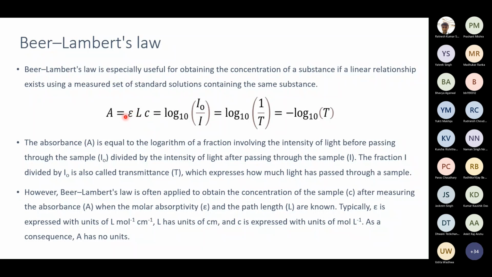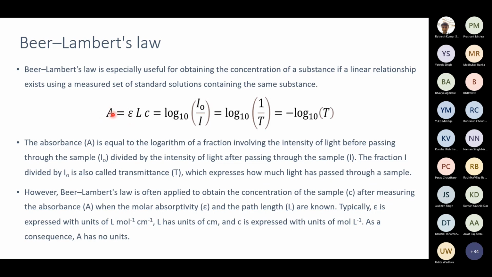And epsilon represents a proportionality constant. Epsilon is called the molar extinction coefficient. Epsilon has the units liter per mole per centimeter. If we apply these units in this equation, we will see that absorbance has no units of its own, because the units of epsilon cancel with the units of concentration and path length, that is, mole per liter and centimeter. So the mole per liter of concentration and the centimeter of path length are cancelled by the units of the molar extinction coefficient, liter per mole per centimeter. Therefore, absorbance has no units.